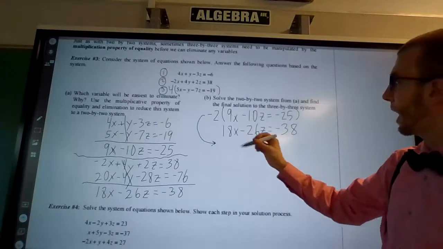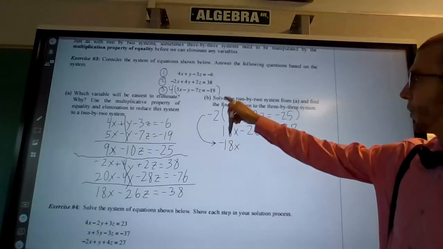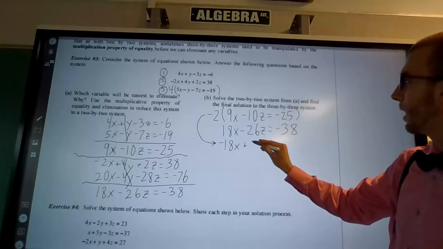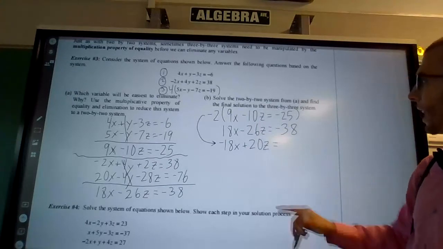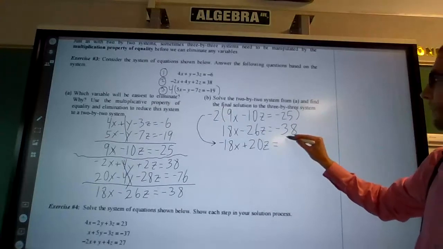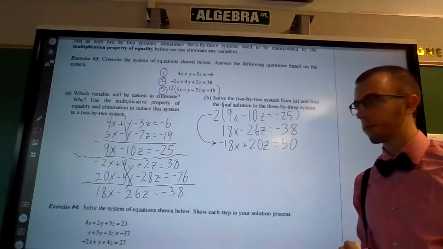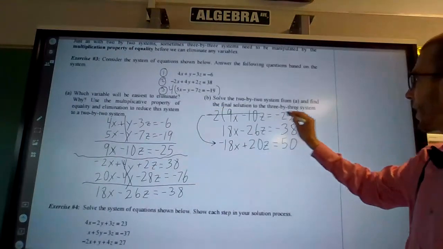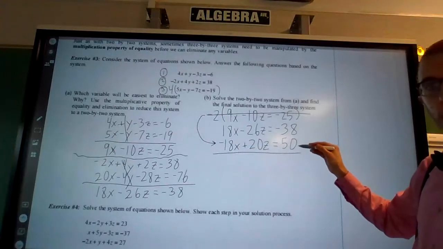So negative 2 times 9x is negative 18x. Negative 2 times negative 10z is positive 20z. And that's equal to negative 2 times negative 25, which is 50. Okay, so I'm done with this equation now. I need to add these two together.